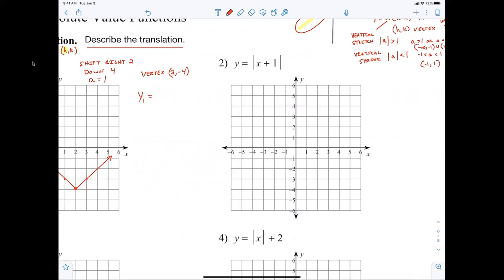So the vertex is what? -1, 0. Now what's A? 1. So that's kind of like the slope. So it'd be up 1 to the right one and up 1 left one, and then just draw the graph.